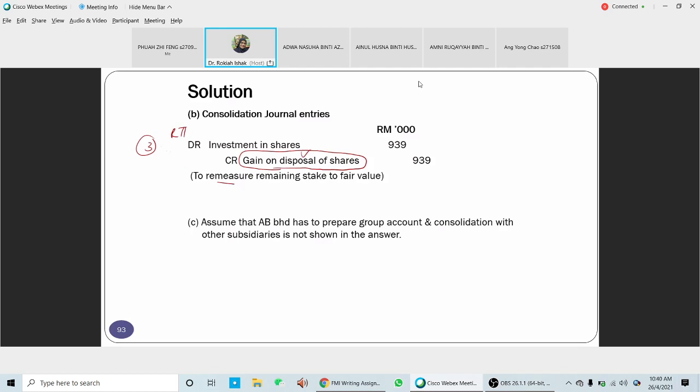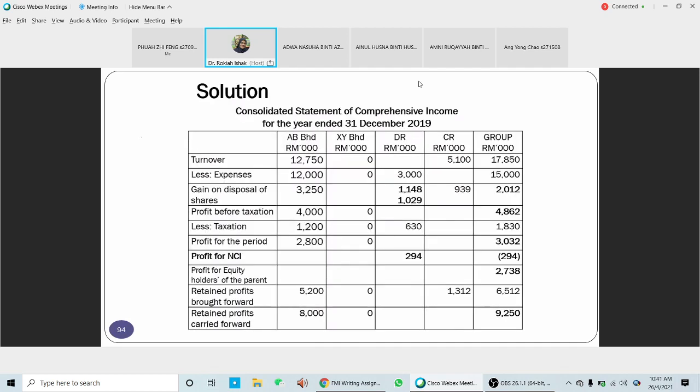Then we're going to assume that we already prepared the consolidation and other subsidiaries are not shown. So this is what we have for the consolidated comprehensive income. For XY here will be 0 because now you only have 10%, no longer your subsidiary. So the figures here will be 0. On the credit side, turnover here is 5. All the adjustments that you have here are up to 9 months only, up to 30 September, up to that date only.